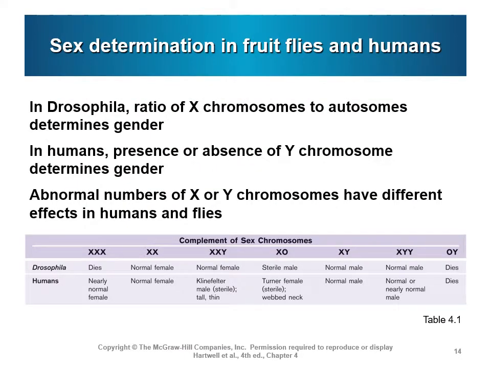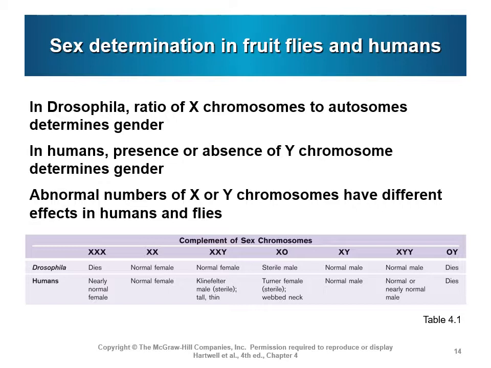So let's look at the difference of sex determination in fruit flies and humans. In Drosophila, the ratio of X chromosomes to autosomes determines gender. In humans, the presence or absence of the Y chromosome determines gender. Abnormal numbers of X or Y chromosomes have different effects in humans and flies.